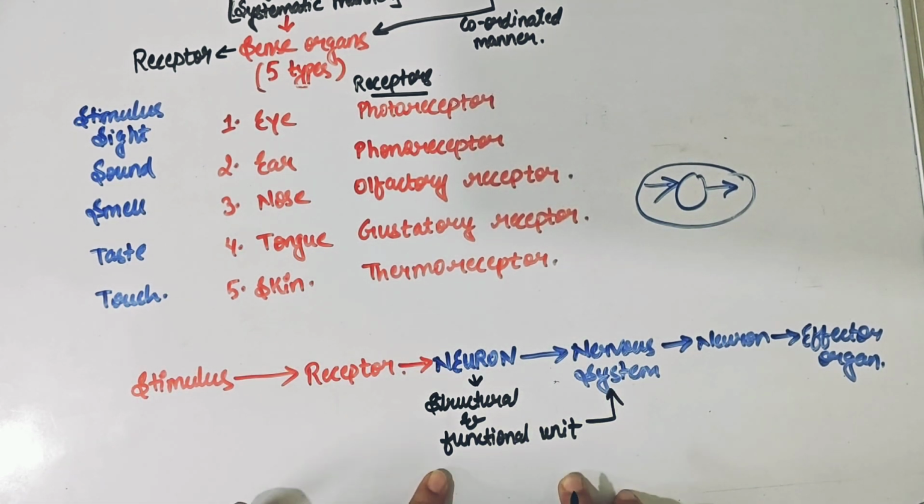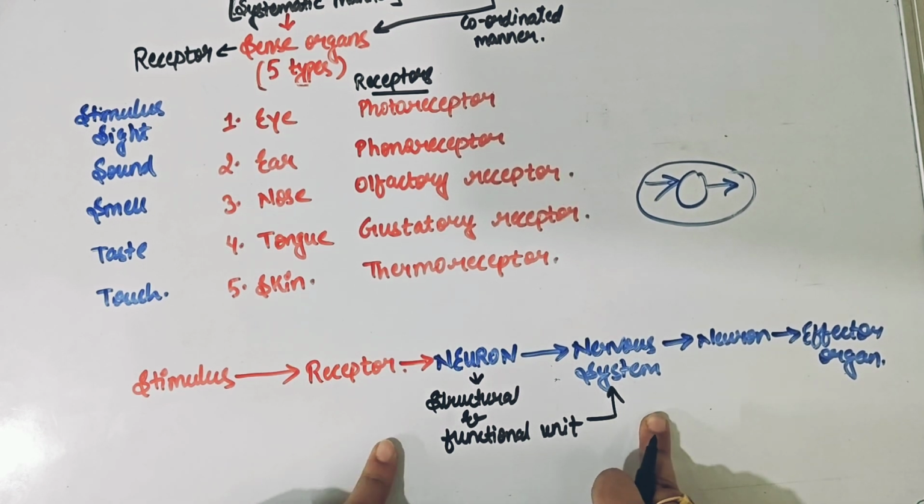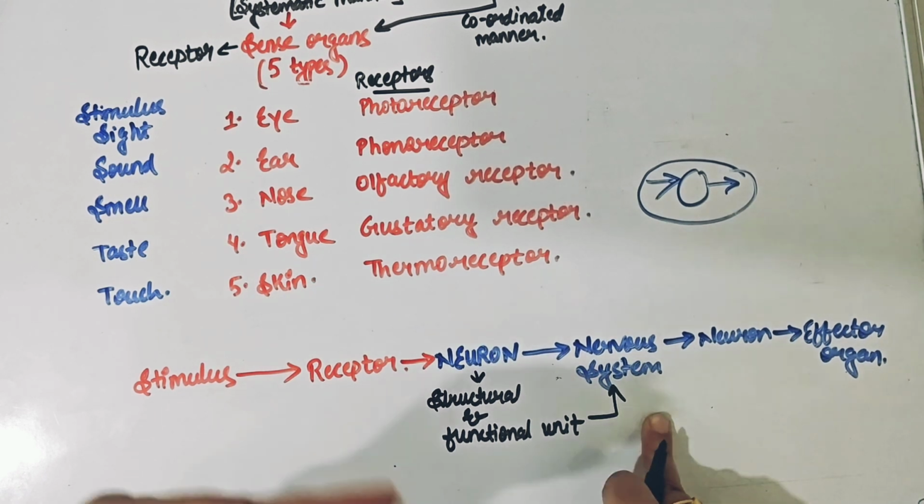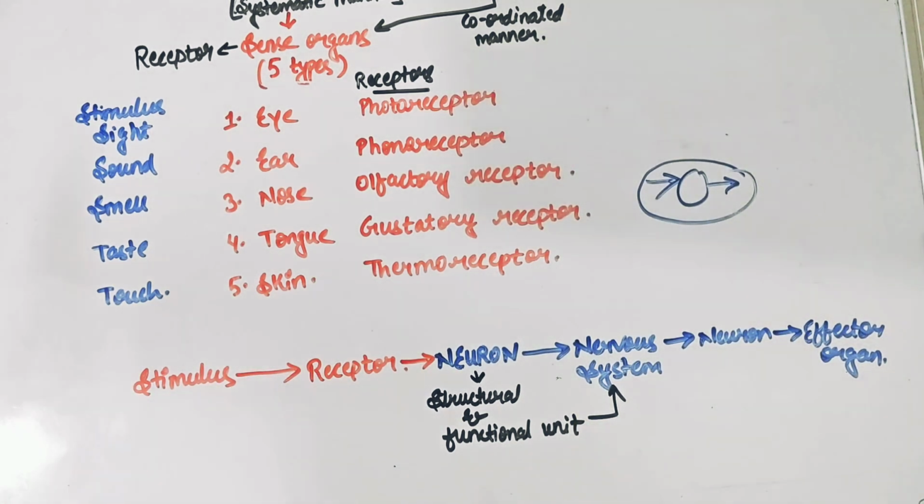So this is what a neuron is all about. It is the structural and functional unit of a nervous system. So it is very important that we understand what a neuron looks like, and how we can draw a well labeled diagram of a neuron, because this is a very possible question when it comes to your grade 10 exam. So let us quickly see how the structure or diagram of a neuron looks like.